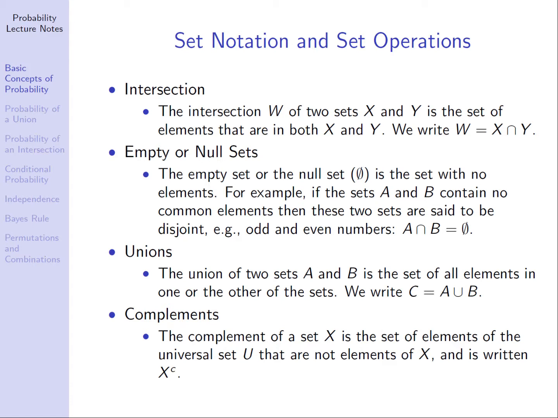The last concept is called complements. The complement of a set X is the set of elements of the universal set that are not elements of X, and it is written X^C. So think about rolling a die. Then even numbers are 2, 4, and 6. Then the complement of that even number set are all the odd numbers.